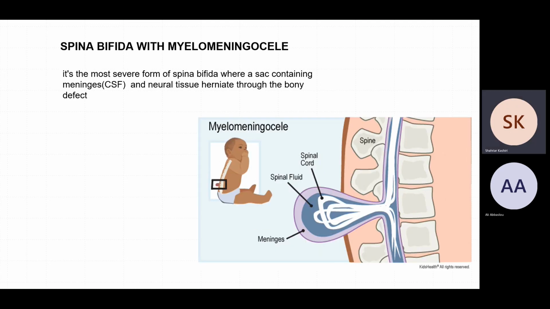Then we have spina bifida with meningomyelocele, which is the most severe form of spina bifida and an example of open spina bifida, where a sac containing the meninges along with cerebrospinal fluid and neural tissue, so part of the spinal cord, also herniates through the bony defect. This happens as the bones of the spinal cord don't form completely, thus causing part of the spinal cord along with its meningeal covering to bulge out of the opening, and it's not covered by skin. The person can have partial or complete paralysis below that level of the spinal column where the defect has happened.